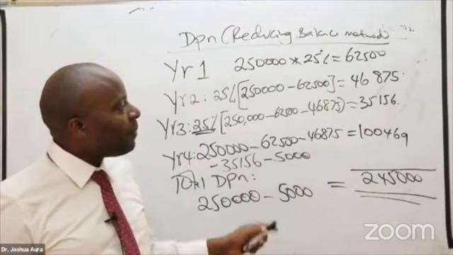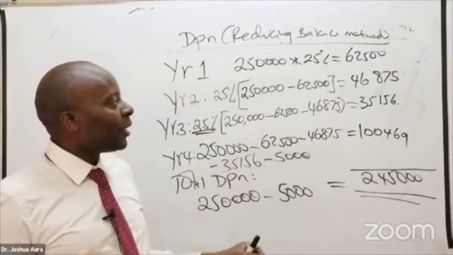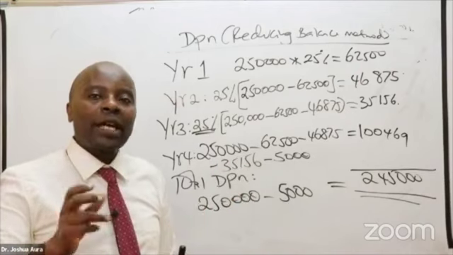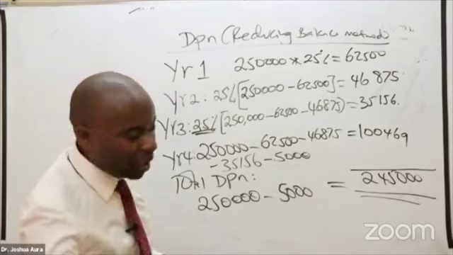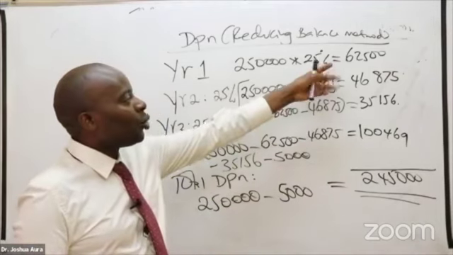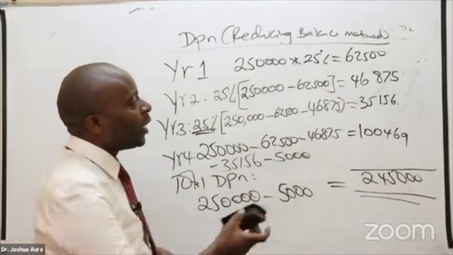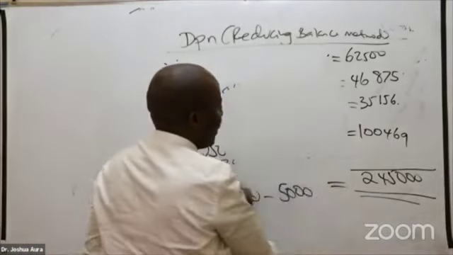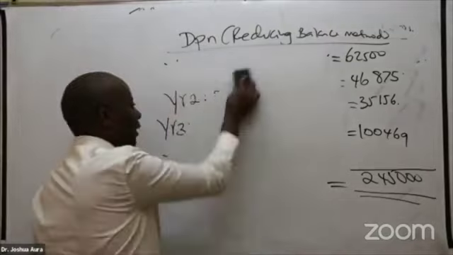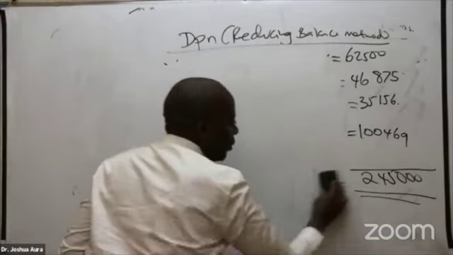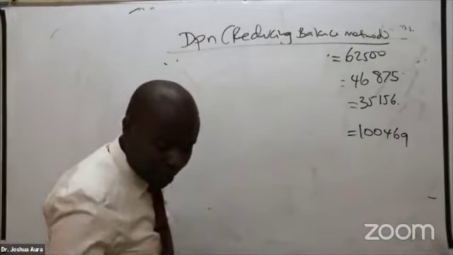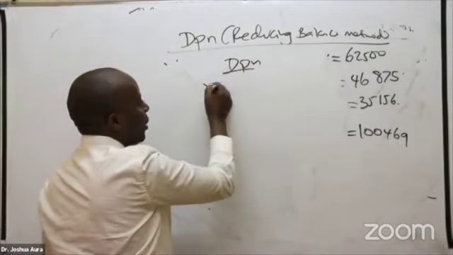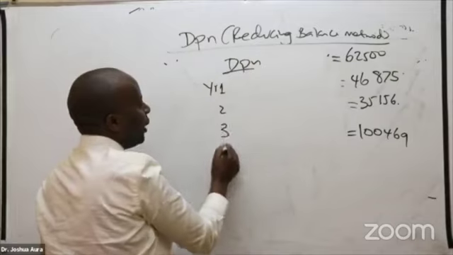Now remember, they told us, ladies and gentlemen, to write our figures to the nearest $1,000. So I expect you to divide these figures by 1,000 and then give us whole numbers. So in summary, our depreciations will be as follows. We have year 1, year 2, year 3, year 4.